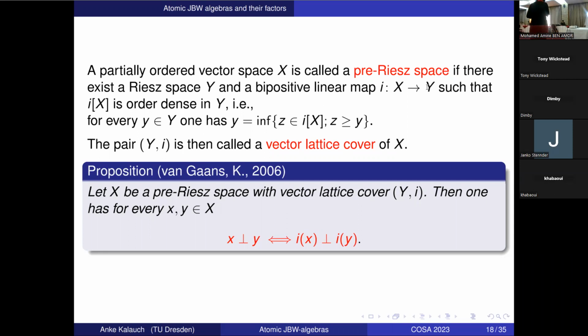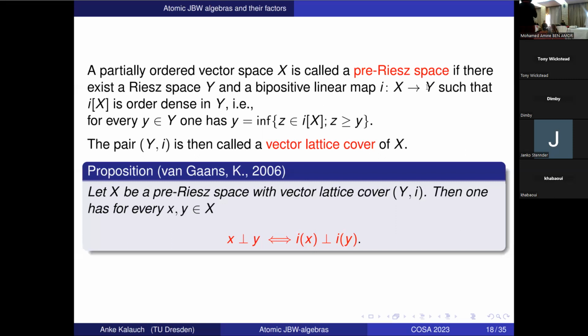And if we have such an embedding, then we call the ambient vector lattice a vector lattice cover. And if we have such a situation, then we can deal easily with our new disjointness notion, because this translates one-to-one. But we need this order denseness, otherwise it doesn't work.